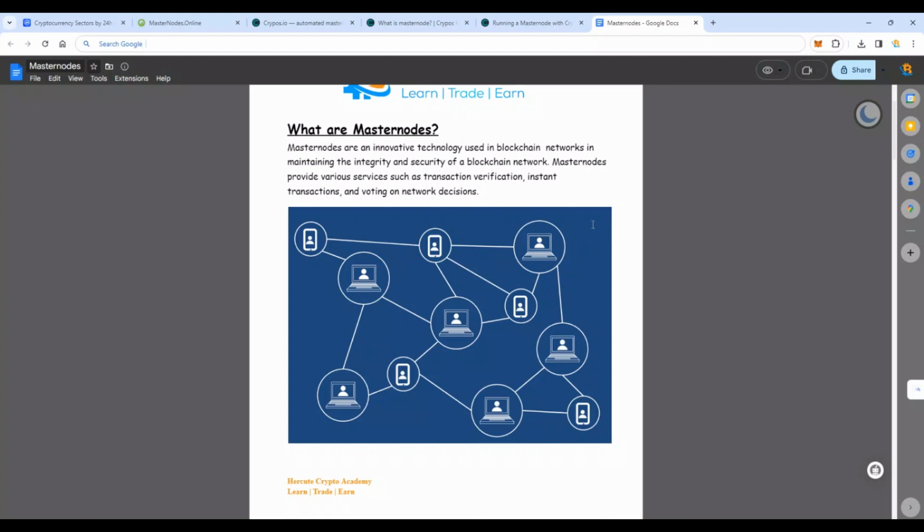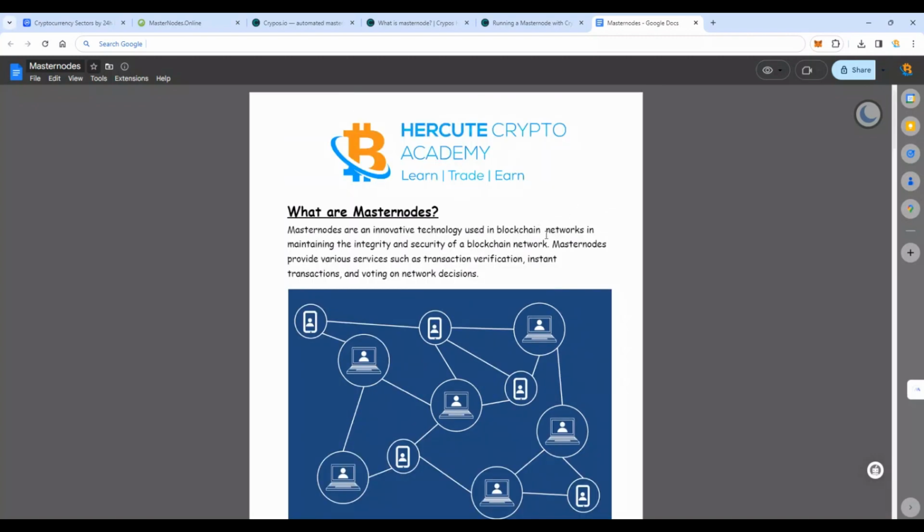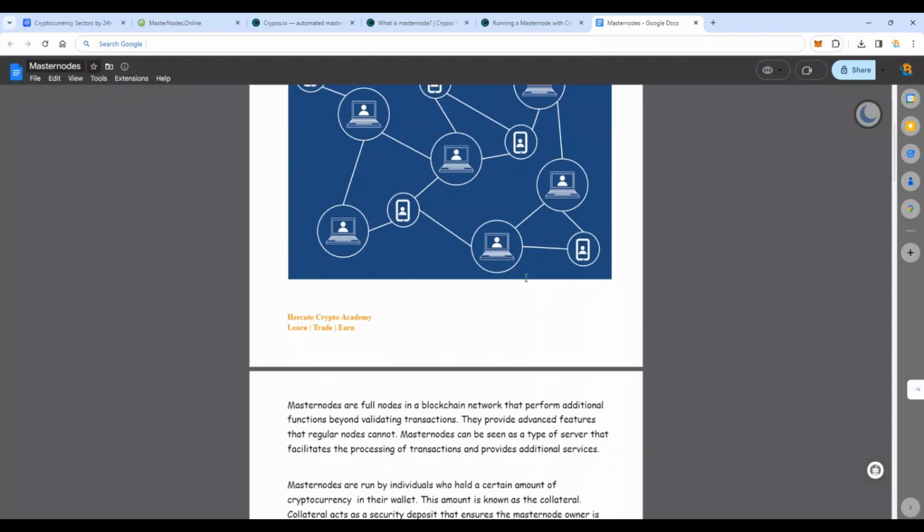And these computers are just interconnected via the network. But you being able to know the physical location of those machines to go and try to corrupt that information is close to impossible. Actually, it's impossible because you'll have to change each and every piece of information on each and every computer. Now, masternodes provide various services such as transaction verification, instant transactions, and voting on network decisions.